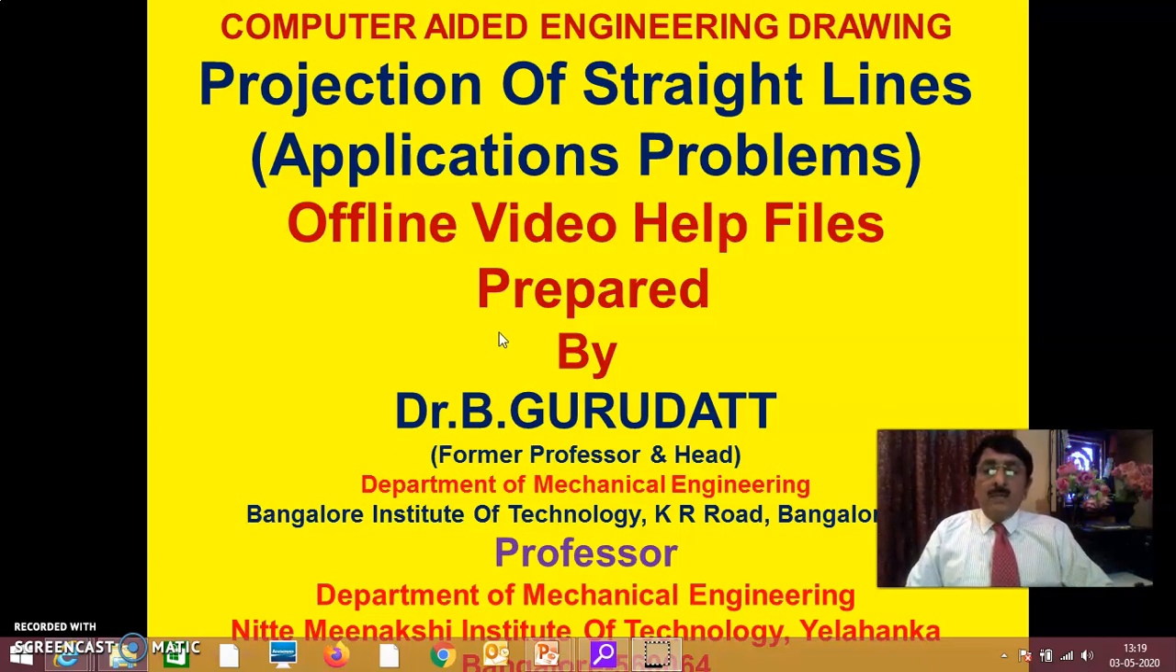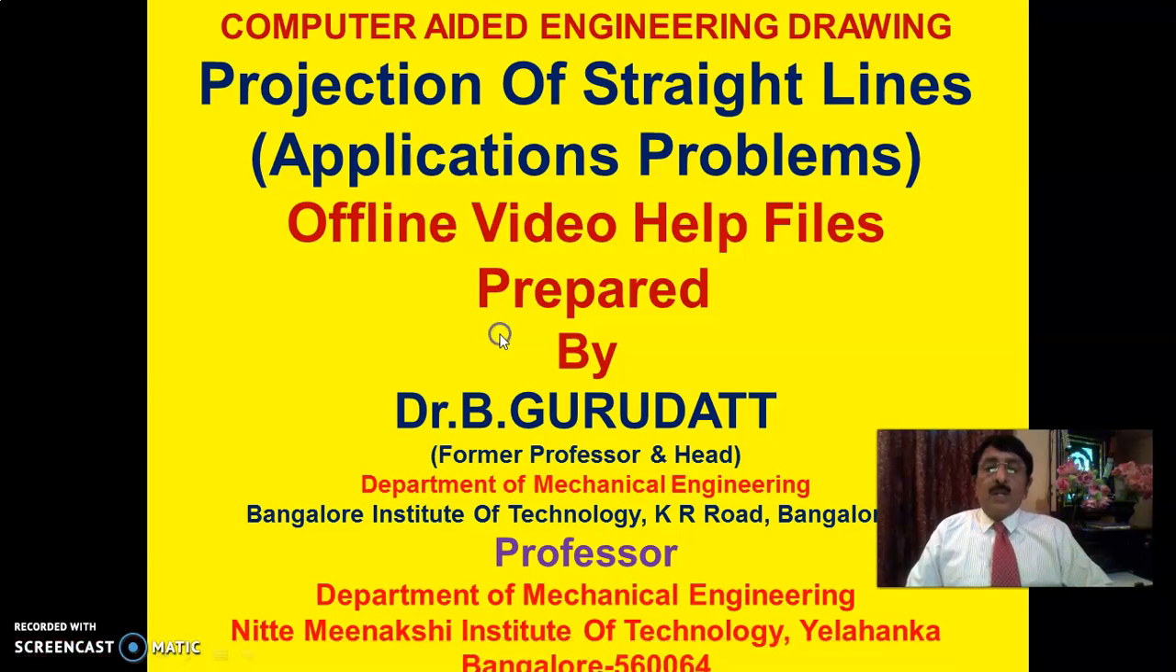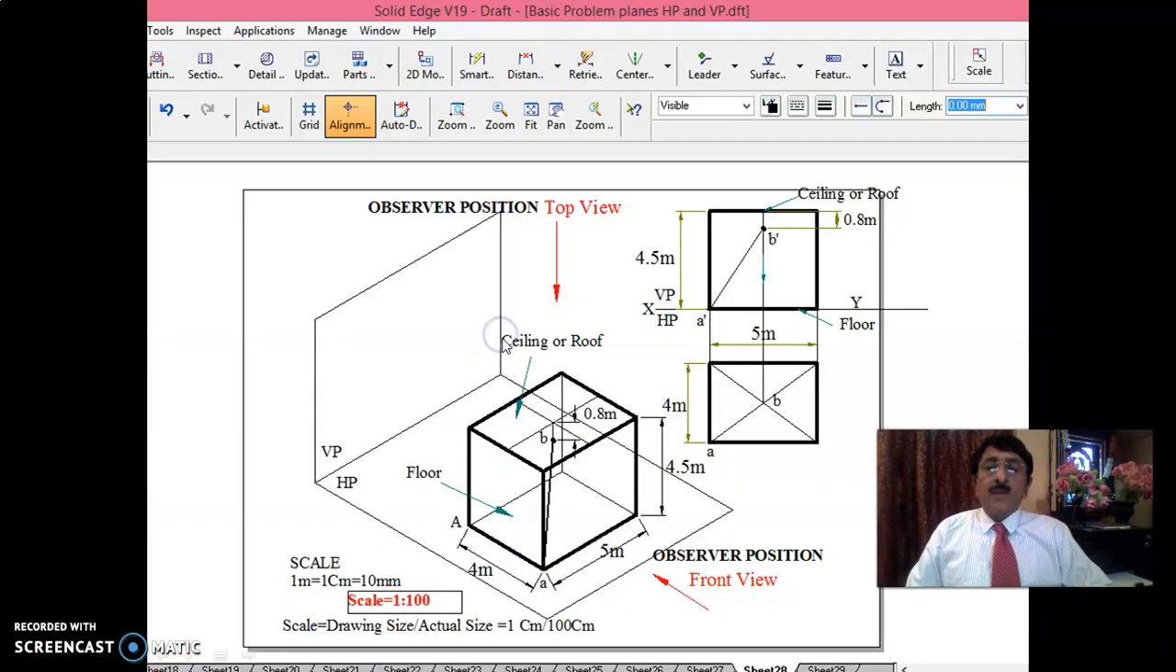We'll continue with the same room problems. The room problem here was simple in the sense they asked you the true distance between the fan motor, which is hanging 0.8 meters from the ceiling, and one of the bottom corners of the room. That means the bottom corner of the room is A dash and A, and the fan motor is B dash and B. You should know how to locate.